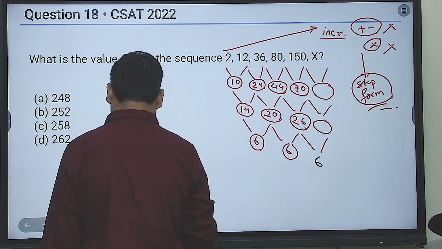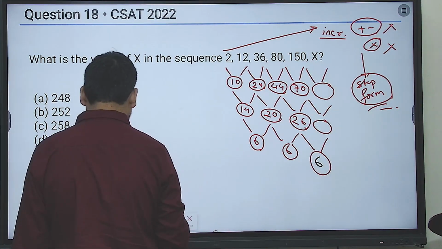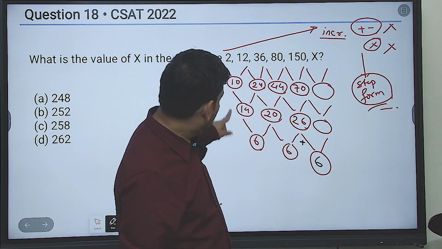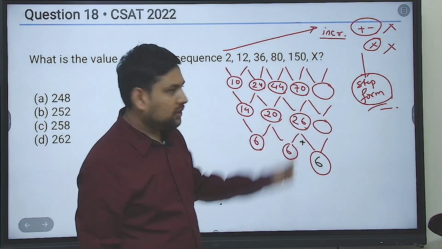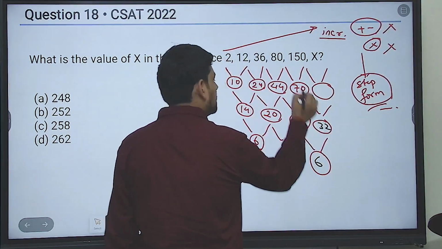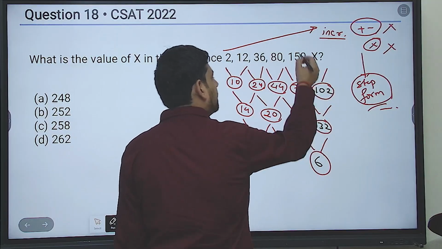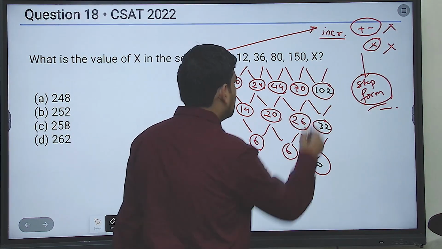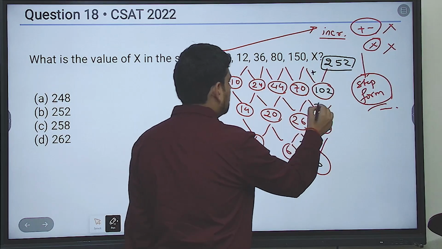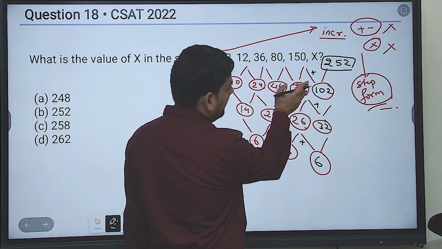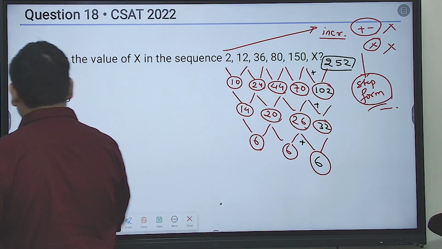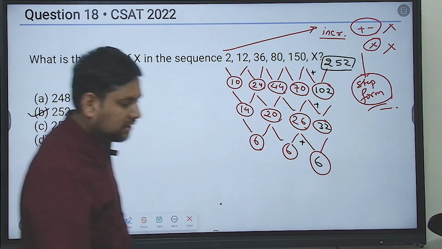Now see, this difference is 6. 14 plus 6 came out to be 20, 20 plus 6 came out to be 26. Similarly, 26 plus 6 will come out to be 32. So this will be 32. 70 plus 32 is 102. Then 150 plus 102 is what? 252. So this becomes our answer. You keep on adding like this. 26 plus 6, 32. 70 plus 32, 102. 150 plus 102, 252. So 252 becomes the answer. That is how you do a question using step form.